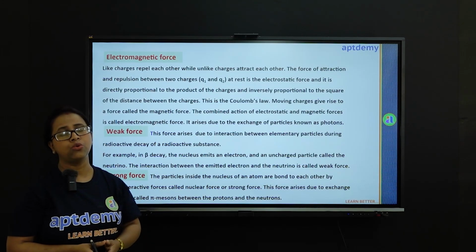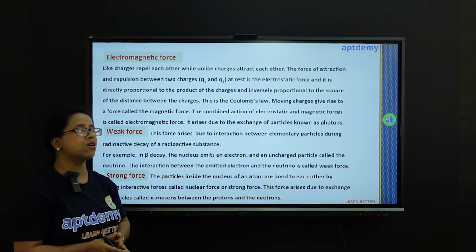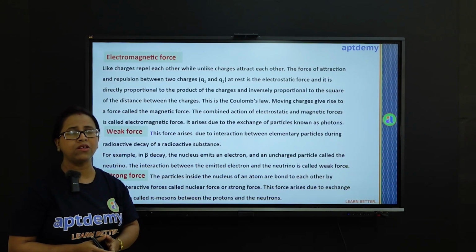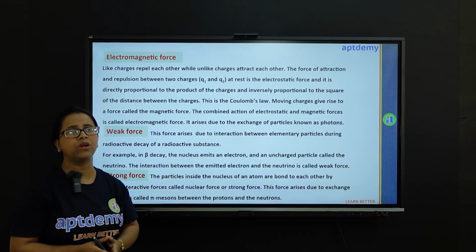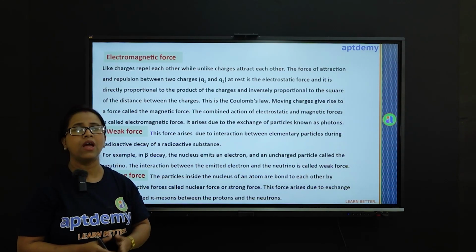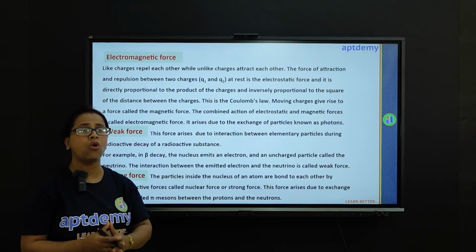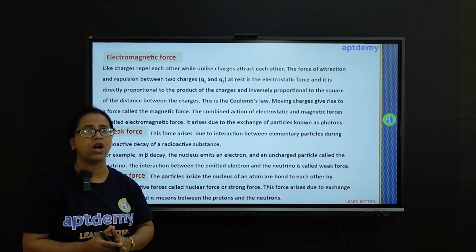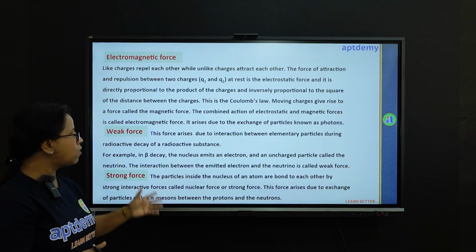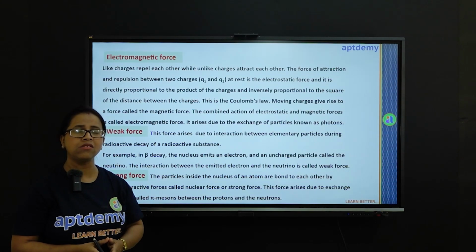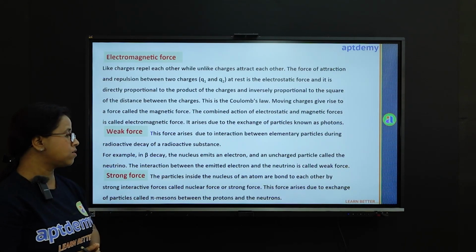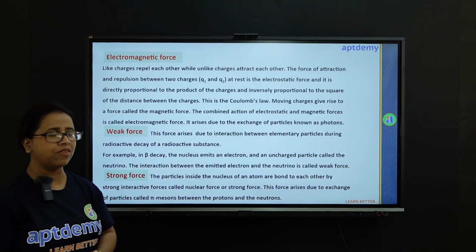Next, coming to strong force. To get an idea of strong force, we can think of the particles which exist inside the nucleus of an atom. Now, these particles inside the nucleus are bound to each other by strong interactive forces, which are called nuclear forces or strong force. This force basically arises due to exchange of particles which are called pi mesons between the protons and the neutrons.